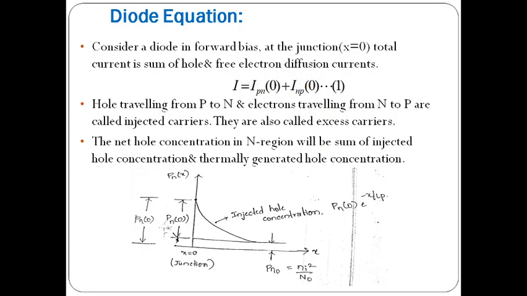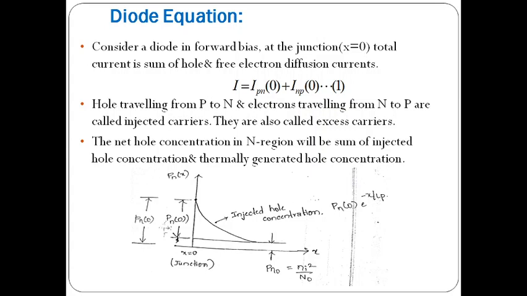The net hole concentration in the N region will be the sum of the injected hole concentration and the thermally generated hole concentration. Due to the concentration gradient at x equals 0, holes are entering into the N region. Those are the injected hole concentration, injected from the P region to the N region. And here we mentioned thermally generated hole concentration.